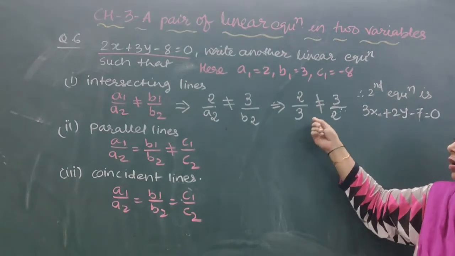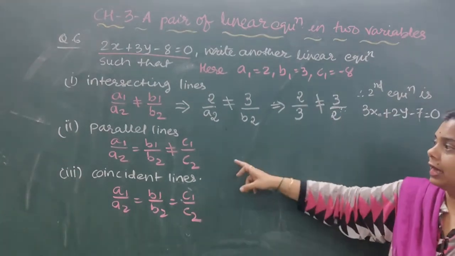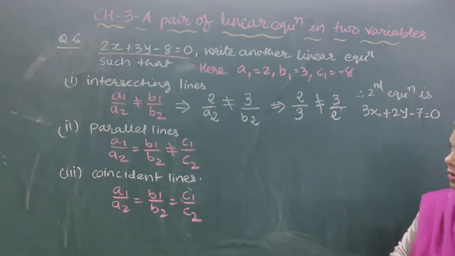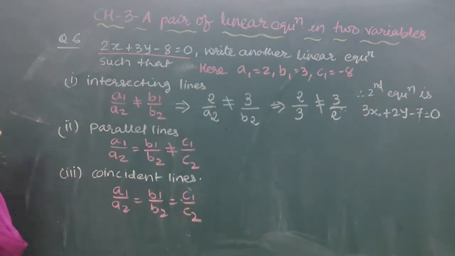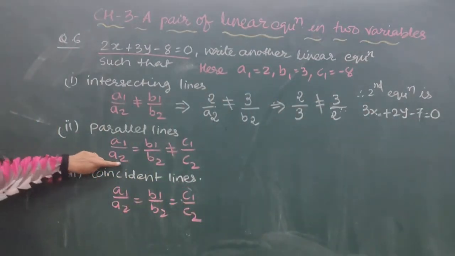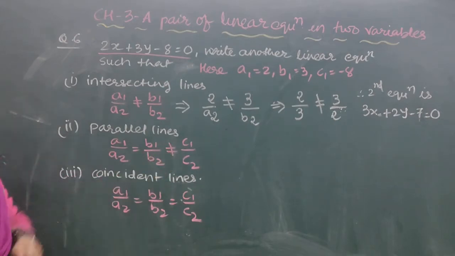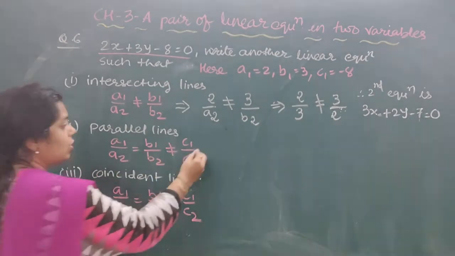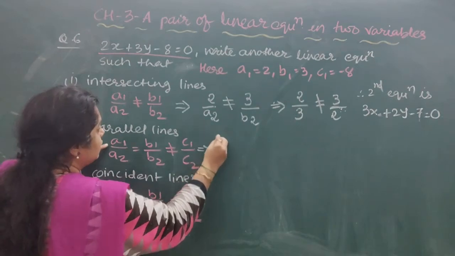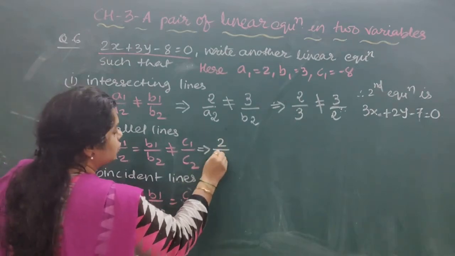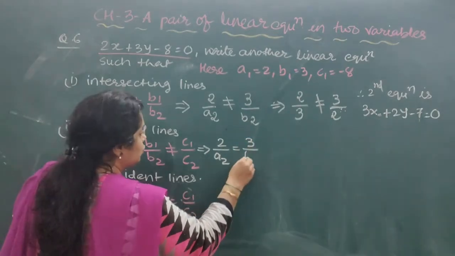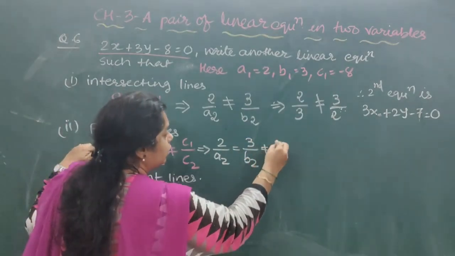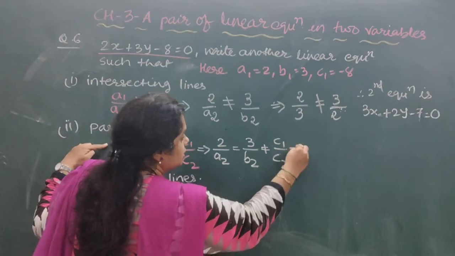Okay, I am just taking one example. Like here, parallel lines. So for that, what do you have to write? Find a number such that the ratio is equal but C1 by C2 is not equal. So how can we write here? A1 is equal to 2, A2 we have to find out, B1 is 3, B2 we have to find out, and not equal to C1 by C2.